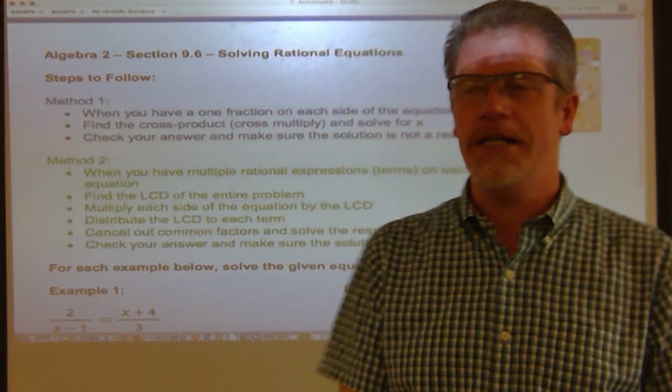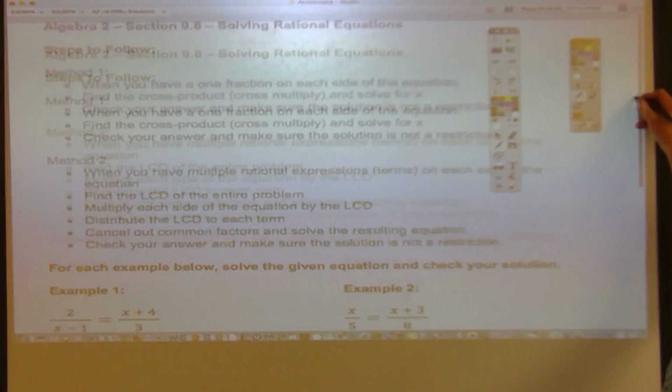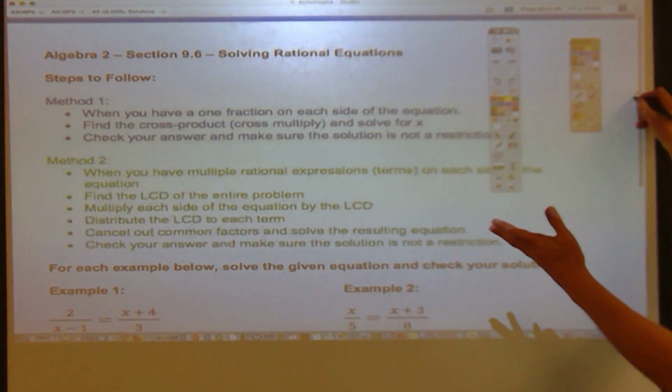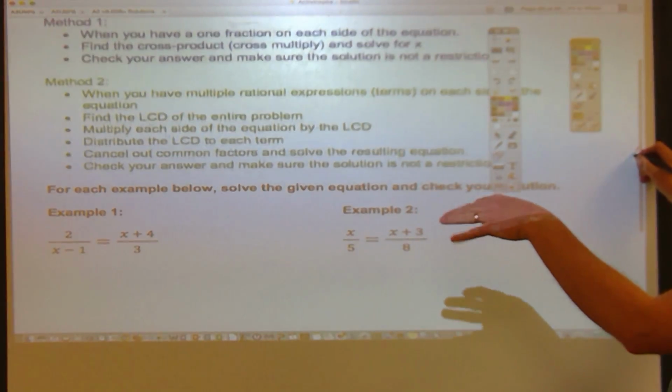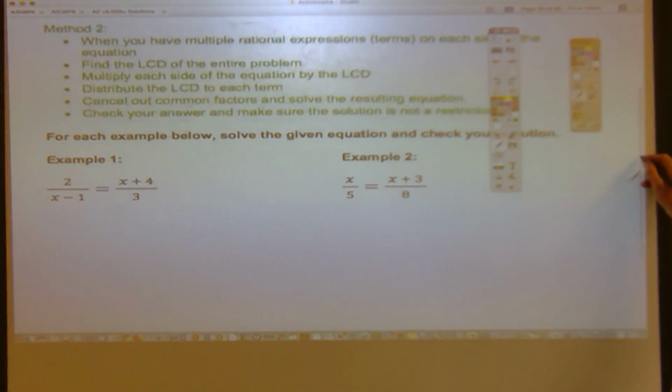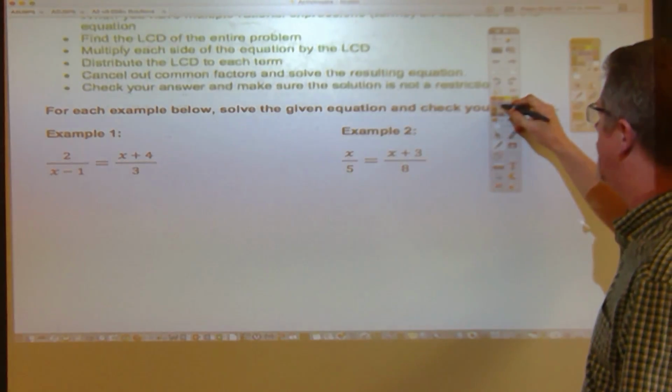This is lesson 9.6. We're going to solve rational equations. These are equations in the form of a ratio or a rational function equal to a rational function, maybe more than one rational function. We get a new code for today. That code is CM for cross multiply.